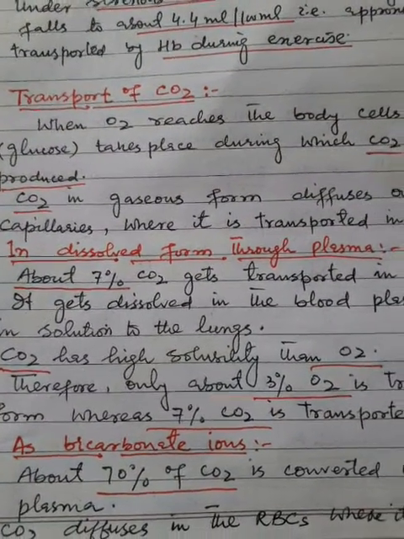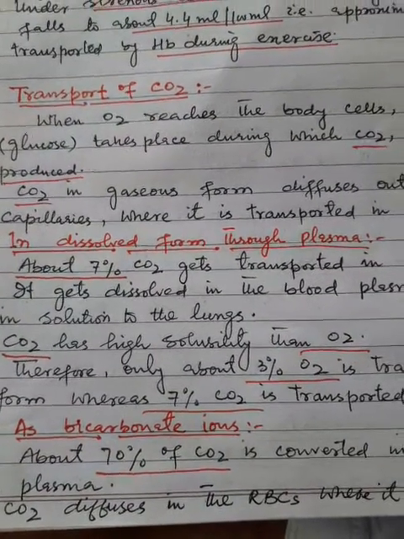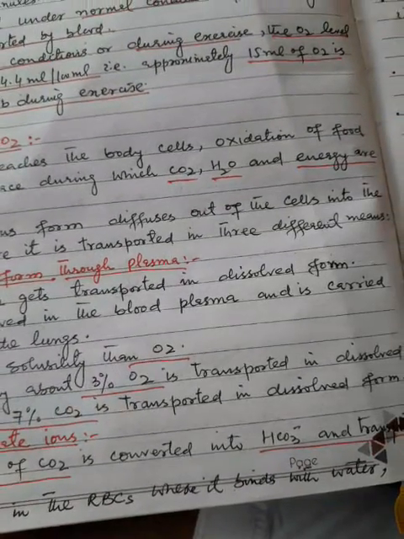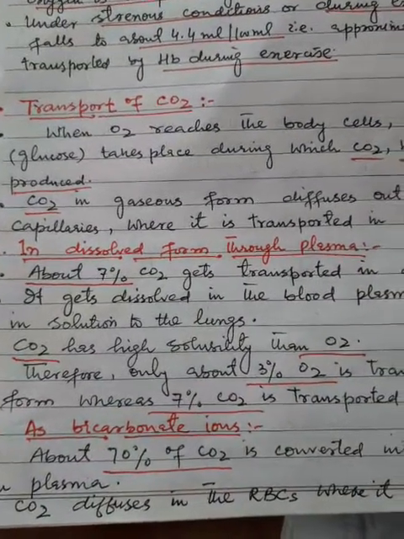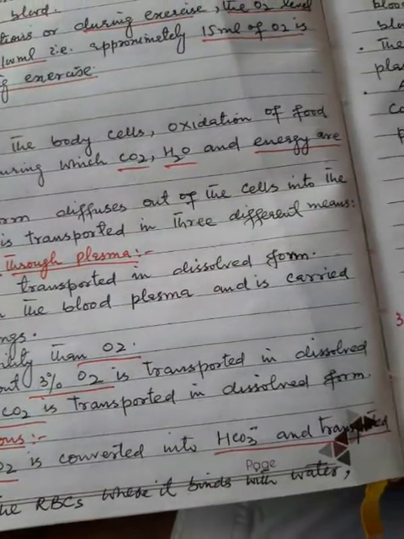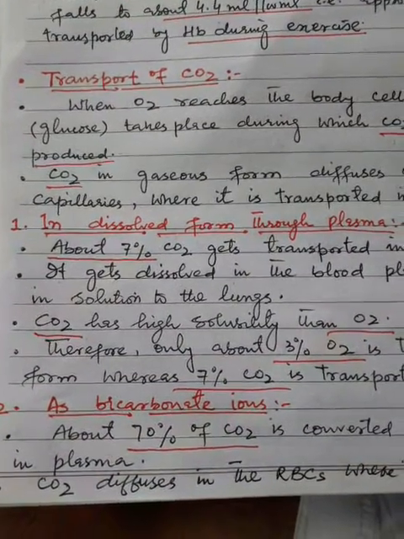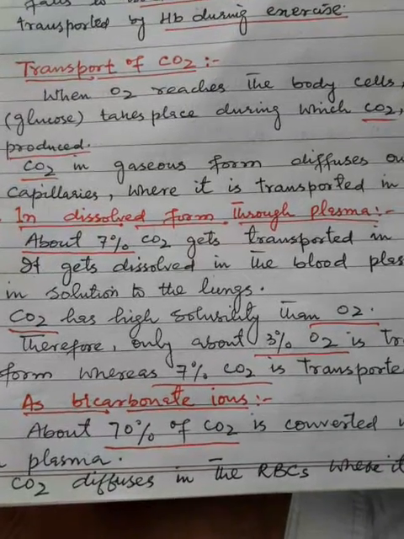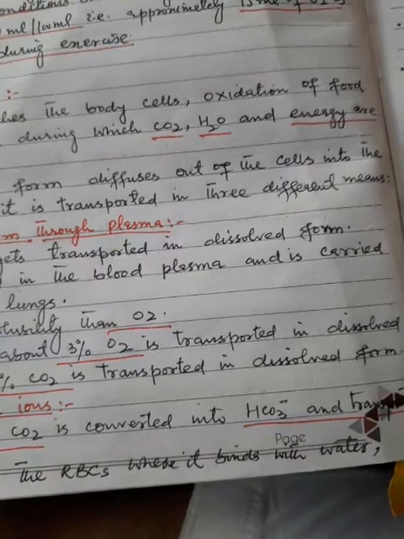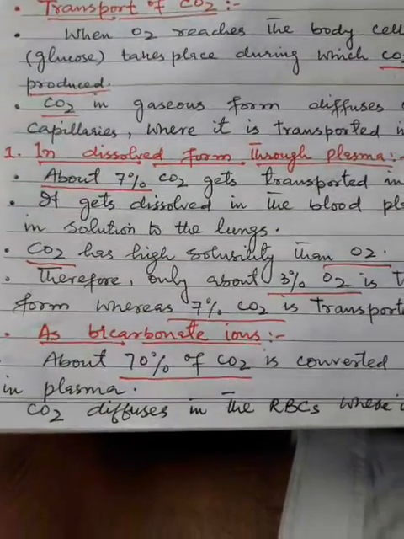Carbon dioxide has higher solubility than oxygen. Therefore, only about 3% oxygen is transported in dissolved form, whereas 7% carbon dioxide is transported in dissolved form. Number two, as bicarbonate ions. About 70% of carbon dioxide is converted into bicarbonate, that is hydrogen carbonate, and transported in plasma.